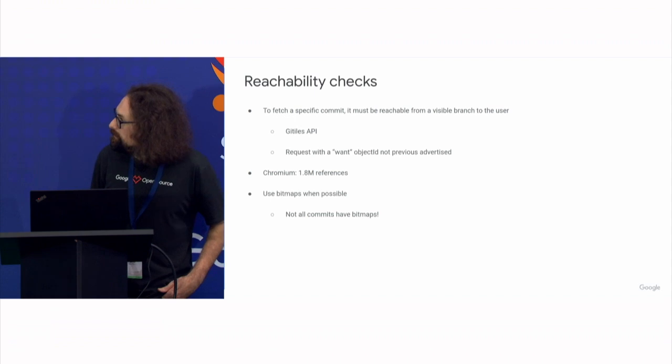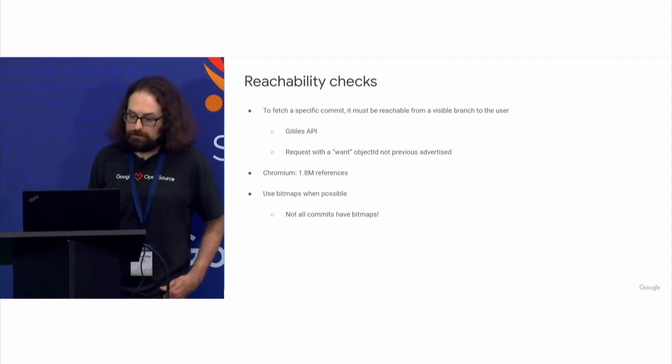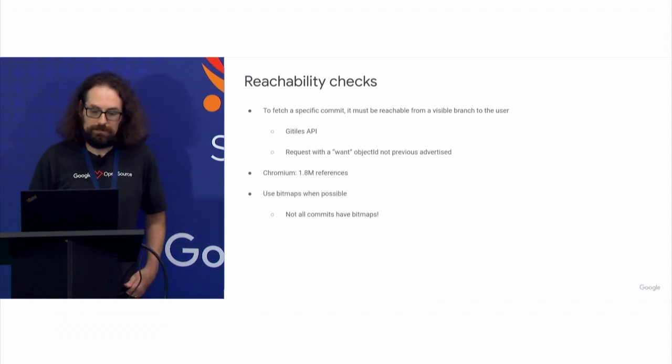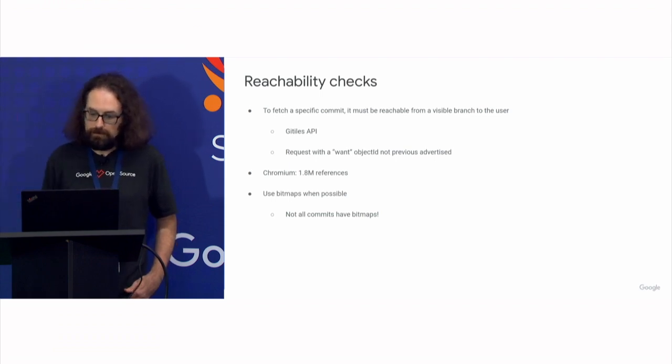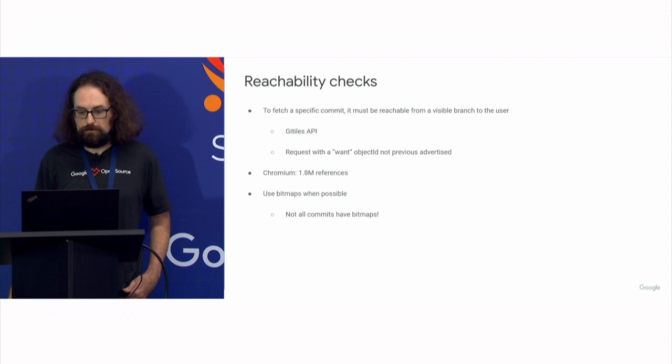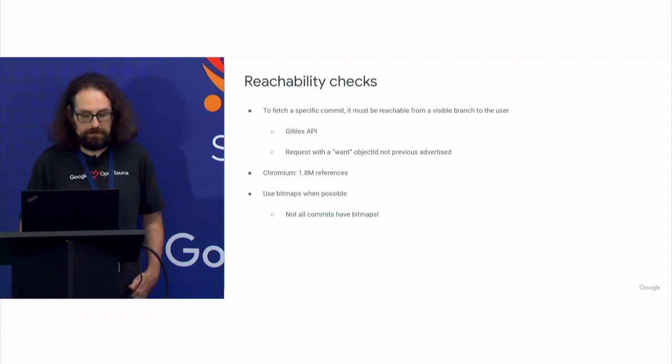Then we change gears a bit here towards a topic that came because of performance: the reachability checks. Every time you say, I want to fetch a specific commit using just a SHA-1, an object ID, we can give it back only if it is reachable from a branch visible to the user, and we need to do that reachability check.